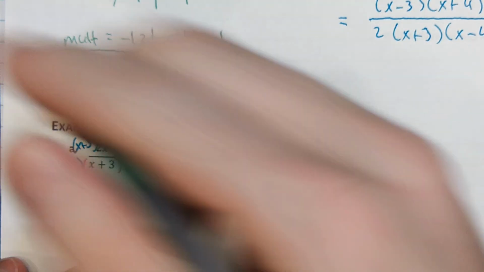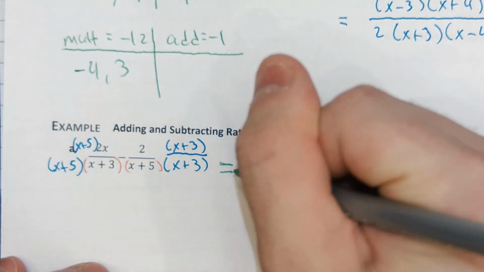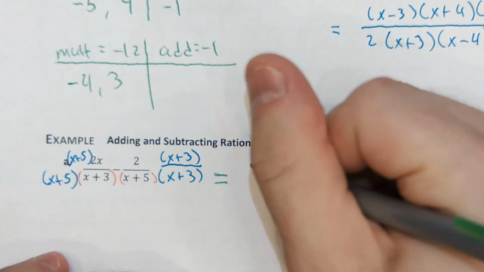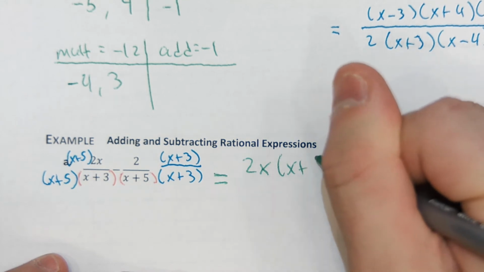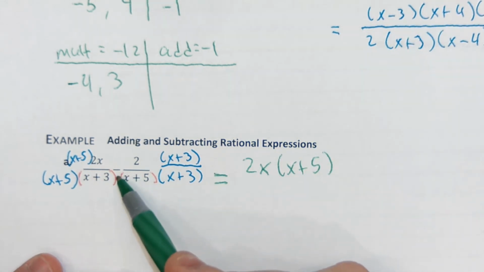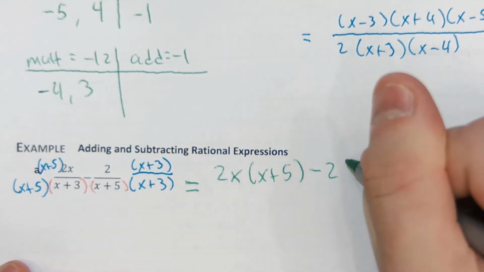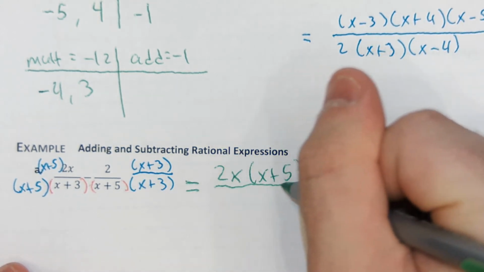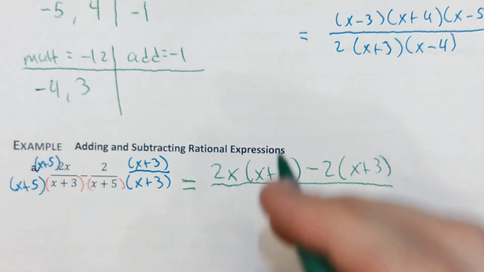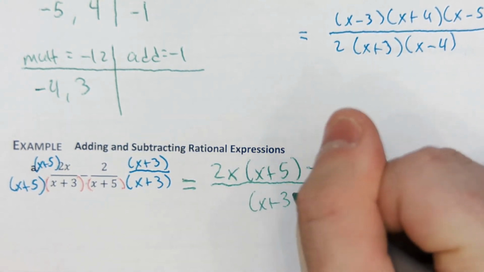Yeah, I'm going to write this one in green. Okay. Multiplication doesn't care about order, so I'm going to put that 2x in front of this x plus 5. There's a minus sign there. Minus 2 times x plus 3. And our common denominator now would be x plus 3, x plus 5. Order doesn't matter.